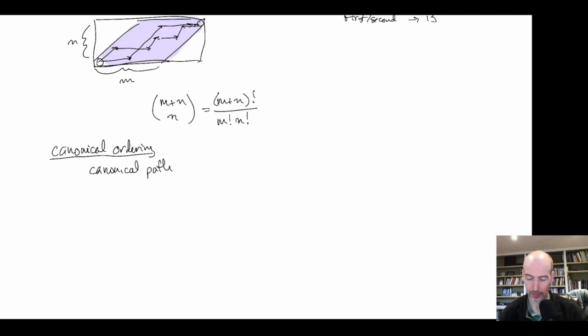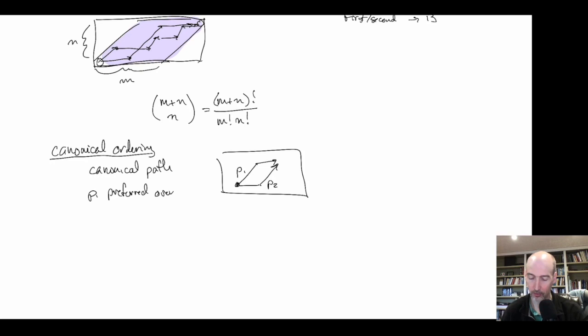If we think about P1 and P2, I'll draw a simple example here. P1 is going to go diagonal and then cardinal. P2 is going to go cardinal and then diagonal. And it's basically a relation between paths. We're going to say that P1 is preferred over P2 because the diagonals are before the cardinals.